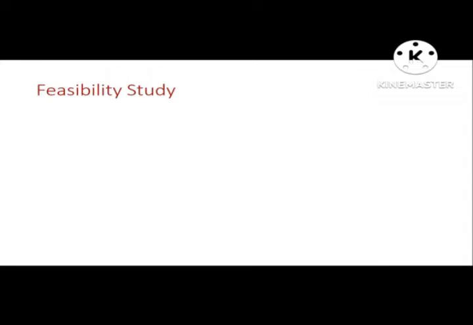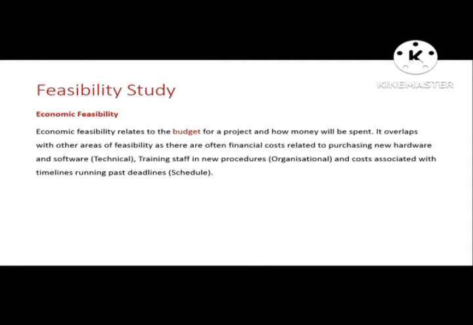So we'll go into them in a bit more detail. So firstly is economic feasibility. Essentially with any project, you're going to be given a budget. Okay, this budget might be you've been given $30,000 and you've got to spend it to improve our network in some way, in the way we do our day-to-day tasks.